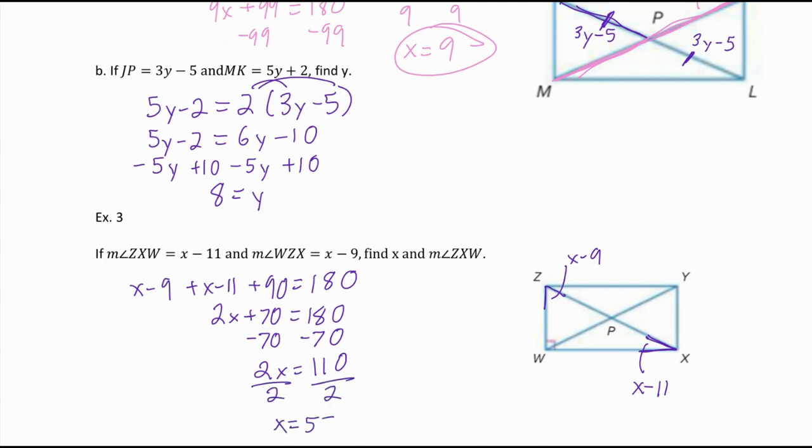But am I done? Nope. You've got to find the measure. Yeah, it asked me for the measure of angle ZXW, so I need to plug that back in. So I would say 55 minus 11, and so we should get that it's 44 degrees. Yeah, I just put the two things equal to 90. You can also do that. Okay, can I go?